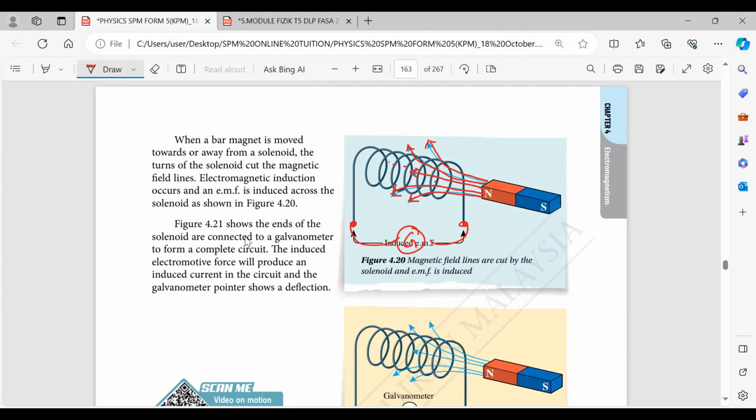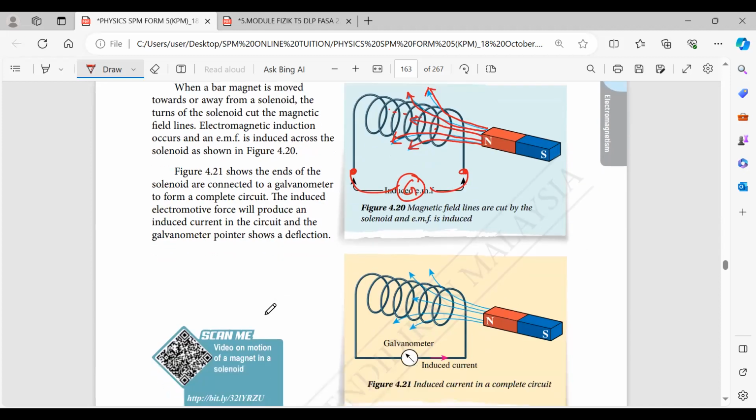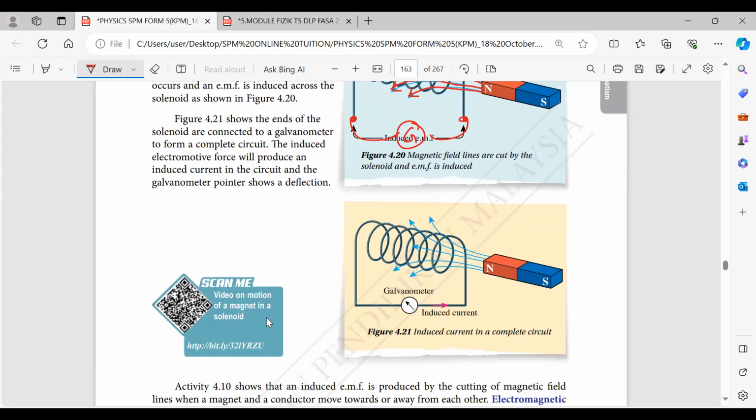The turns of the solenoid cut the magnetic field lines, electromagnetic induction occurs, and the EMF is induced across the solenoid. Figure 4.21 shows the ends of the solenoid connected to a galvanometer to form a complete circuit. So the induced electromotive force will produce an induced current in the circuit, and the galvanometer pointer shows a deflection. Yes, as simple as that. You will be able to show this.